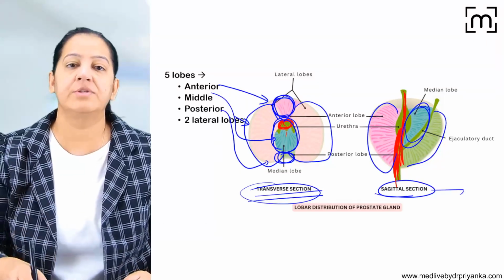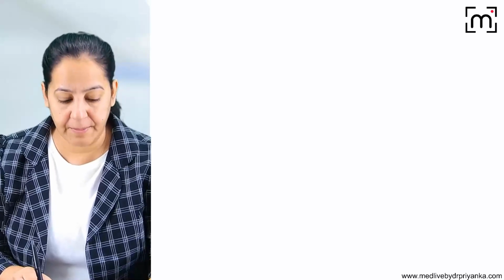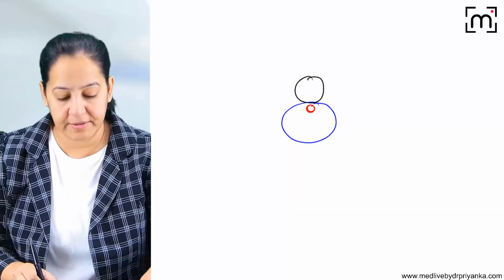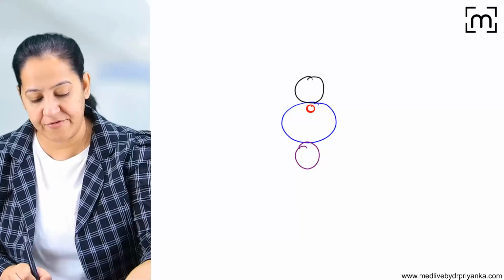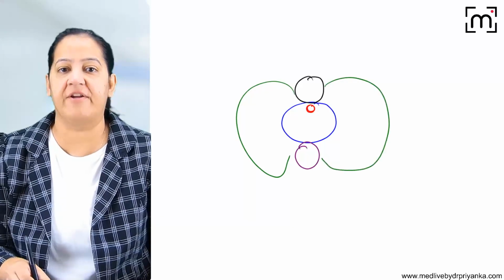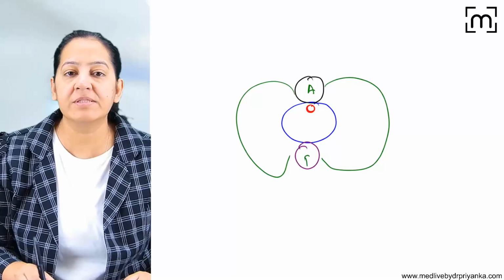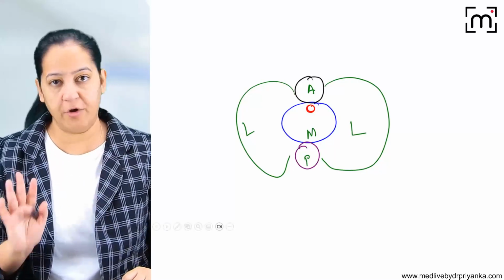So I hope you got it. You can understand there are 5 lobes in the prostate. First I will try to draw the middle lobe. In the middle lobe, this is the urethral orifice you can see. This is the anterior lobe. This is the posterior lobe, and there are 2 lateral lobes. Let me draw the 2 lateral. So these are the 2 lateral, the right lateral and the left lateral lobes. So these are the 5 lobes: anterior, posterior, middle, and lateral, the 5 lobes of the prostate. I hope you all got it.